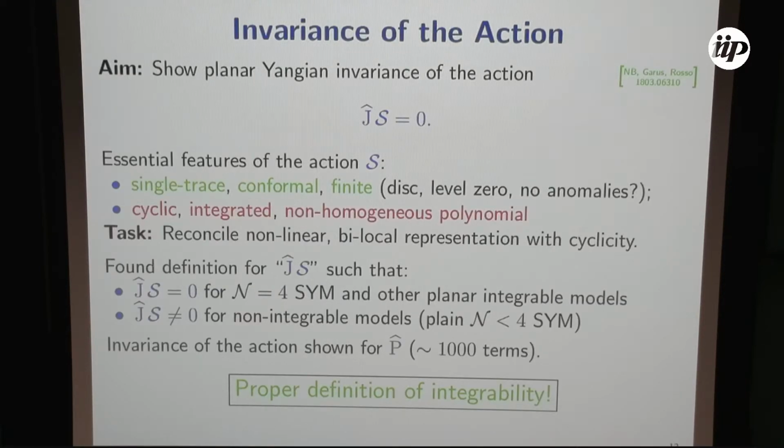Yes? For large N, where N is the rank of the gauge group. Yeah, that's the usual question.